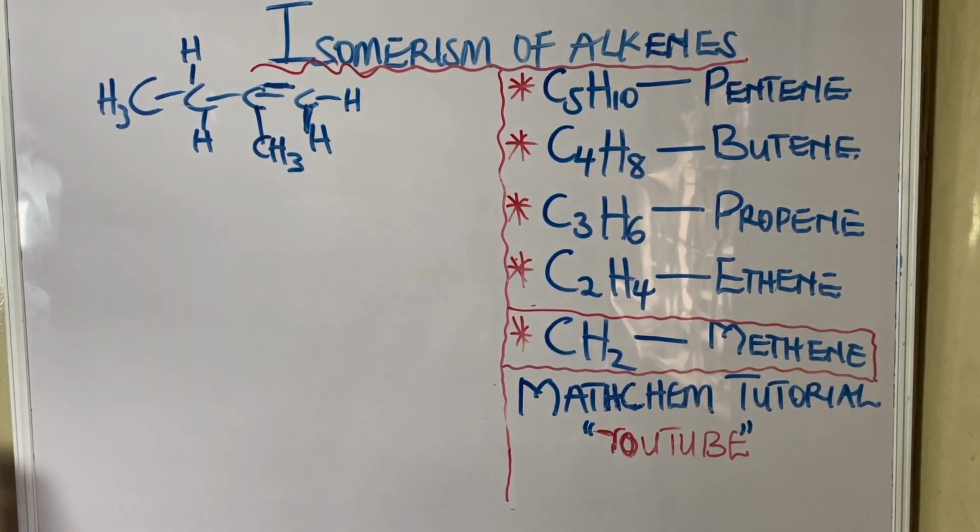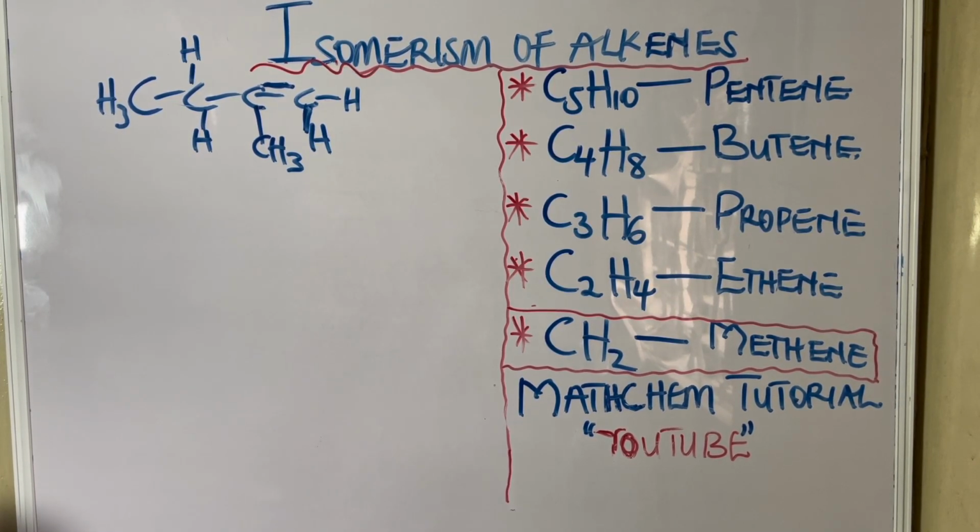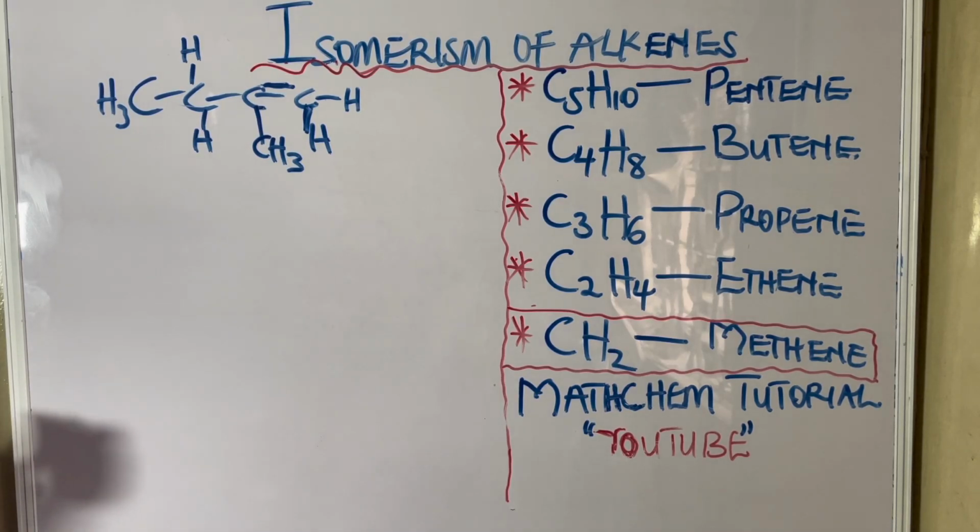Okay, so let's count the number of carbon and the number of hydrogen. We have 5 carbons there, and we have how many hydrogen? We have 10 hydrogen there, meaning that we are still obeying the molecular formula of pentene as C5H10. But let's name this structure. If you should name this structure, this is 2-methylbut-1-ene.